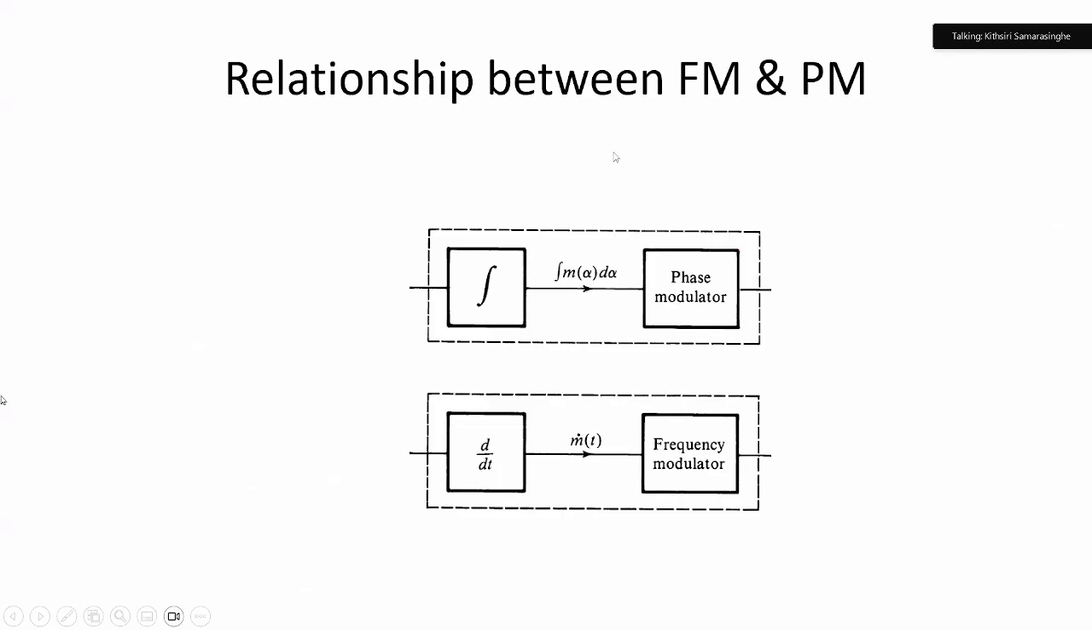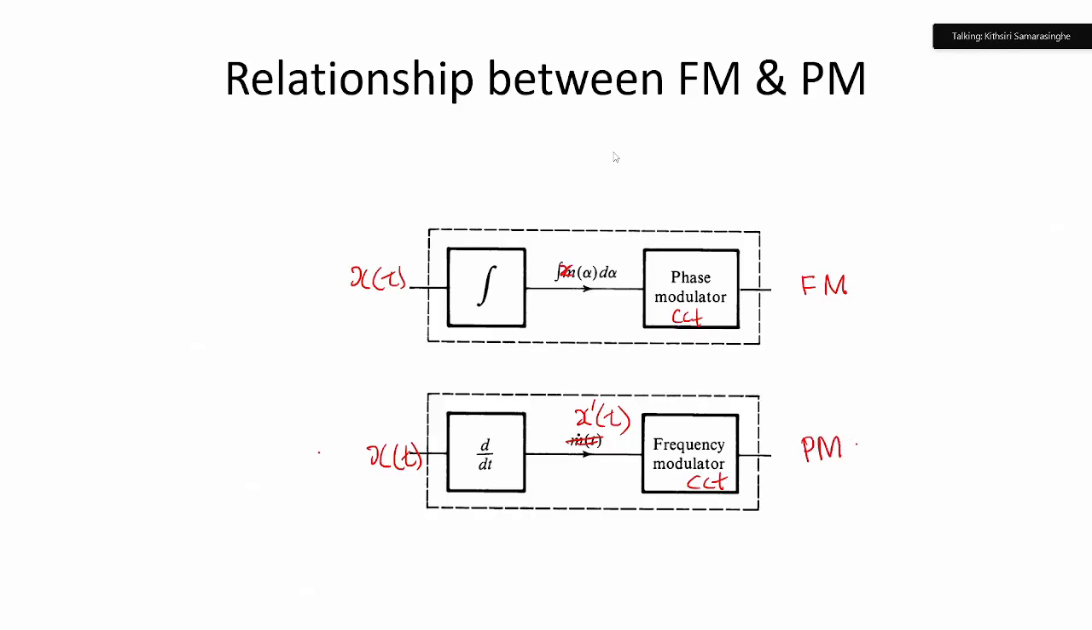So these are the two ideas. Get x(t), integrate it, put into a phase modulator, you get FM output. Okay. If you get a modulating signal, differentiate it, find x'(t), put into a frequency modulator circuit, you can get PM out.